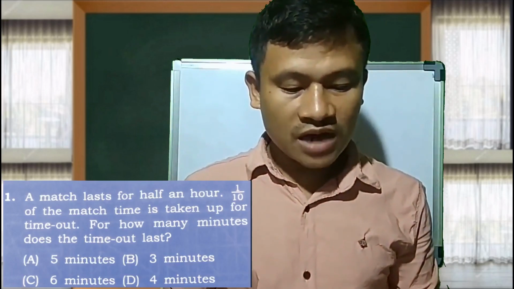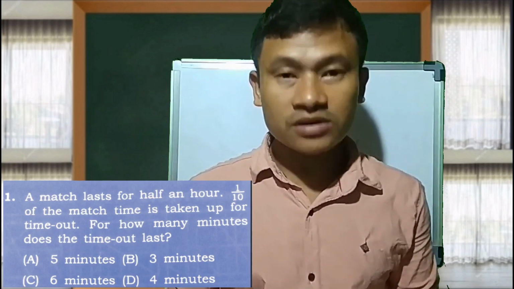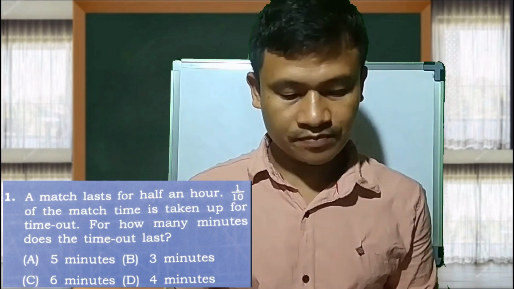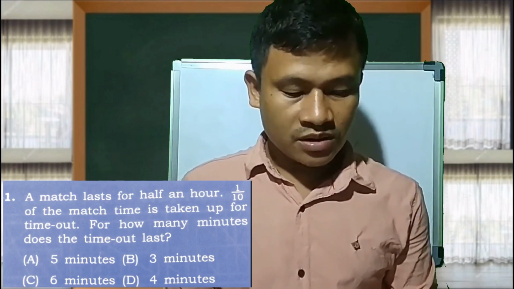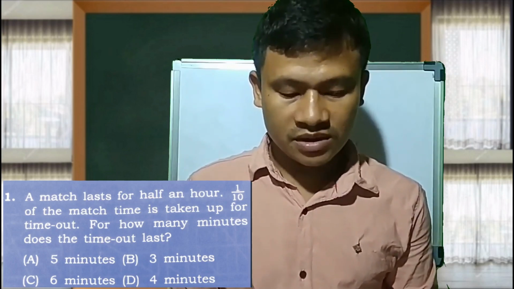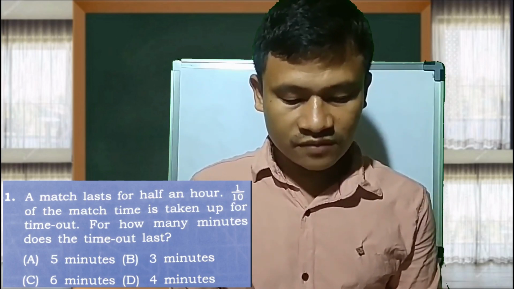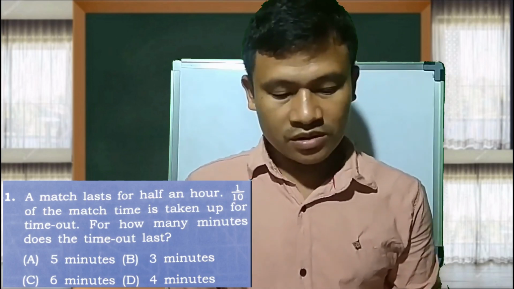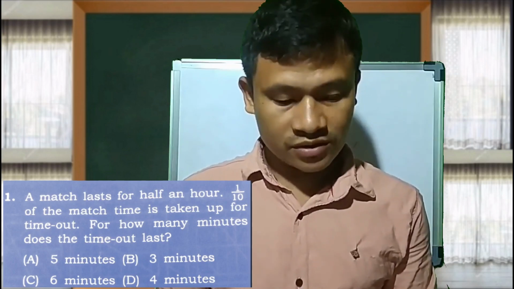So the first question is: a match lasts for half an hour. 1/10 of the match time is taken up for timeout. For how many minutes does the timeout last? Four options are given: A 5 minutes, B 3 minutes, C 6 minutes, and option D is 4 minutes. Now dear students, read the question very carefully, then try to answer.